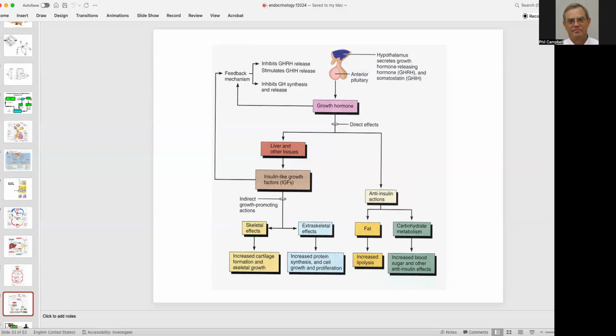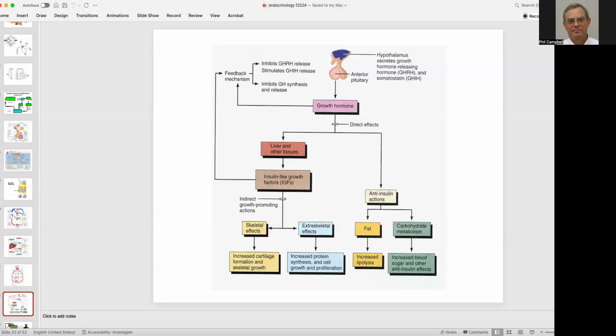Okay? Because it was thought that it went to the liver, induced IGFs, and IGFs had all the effects of growth hormone. The reason they said this was that no one had identified growth hormone receptors in any tissues other than the liver at that time. So that's why they thought it had to go through the liver to have its effect. But in the 80s, we discovered growth hormone receptors in practically all the tissues of the body. So it is in the liver, but in other tissues as well.